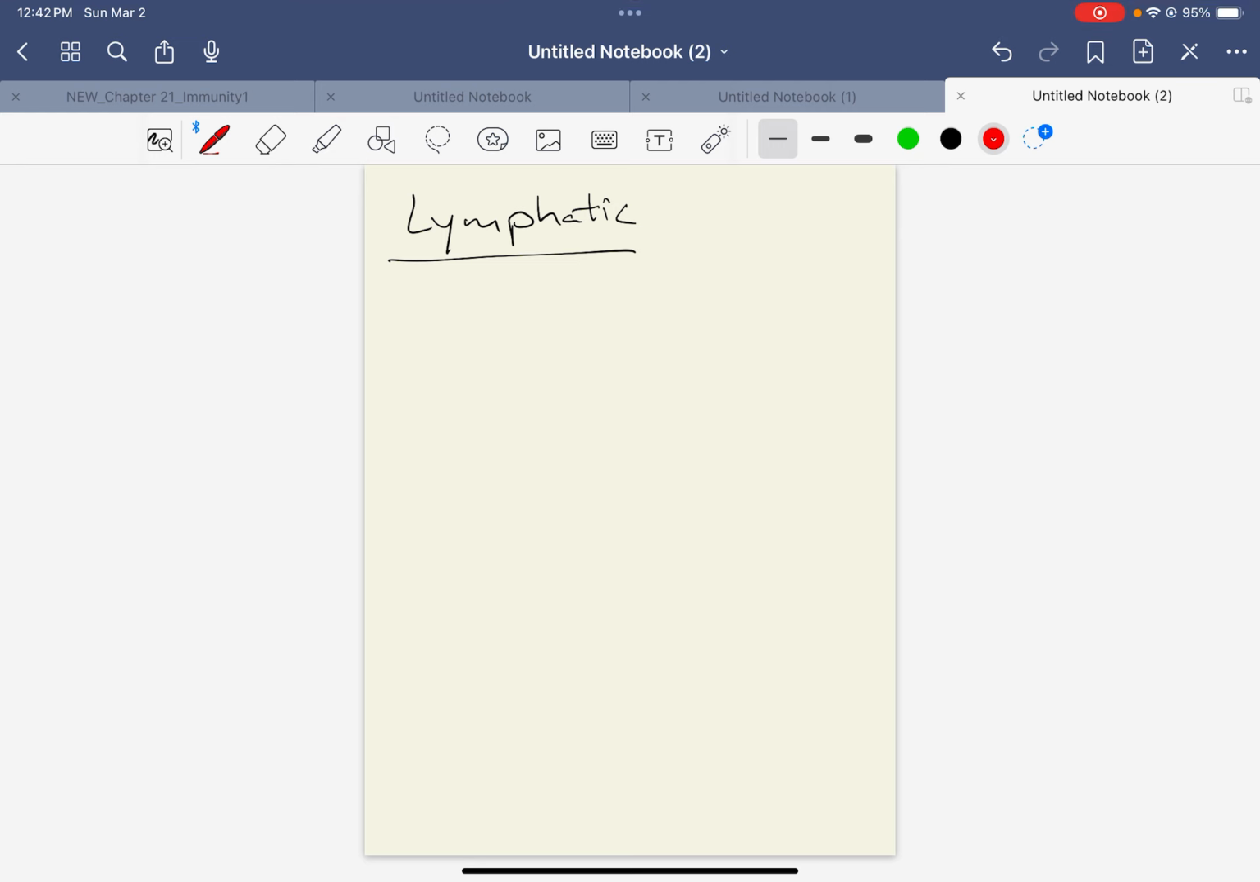So we talked about the functions of the lymphatic system, all those functions. We talked about the structure and function of each component. So the functions overall of this system. And then we talked about the structure and function of each individual component.